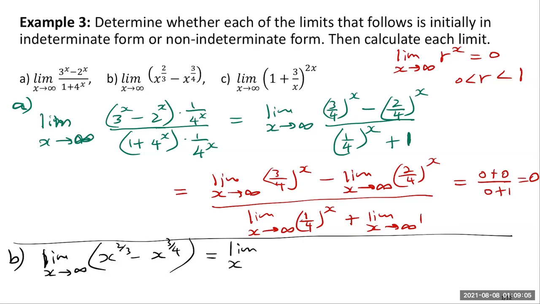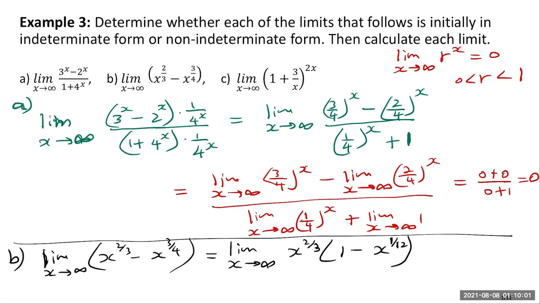Here is the strategy in this case. As x approaches infinity, I'm going to pull out the smallest of these two powers. I'm going to pull out x to the power 2 over 3. Okay, then you get 1 minus x to the power 1 over 12. This is what you get.